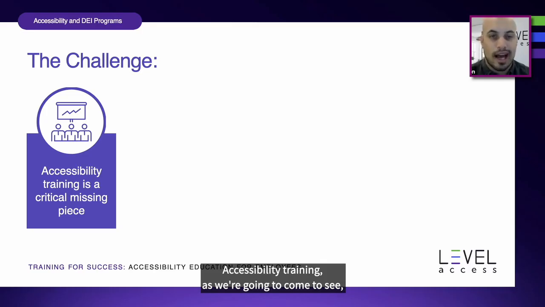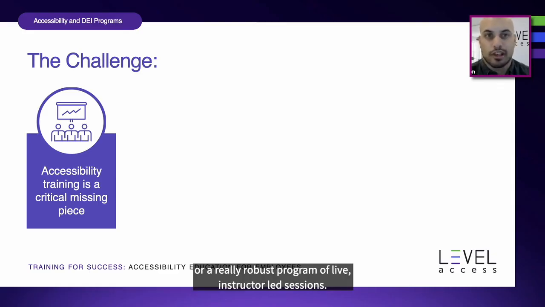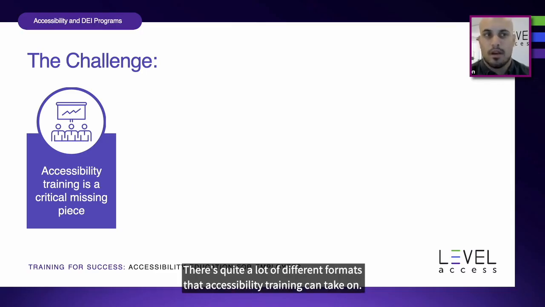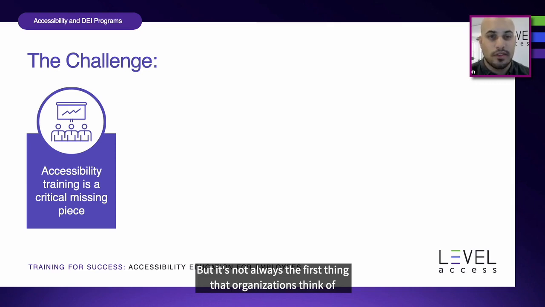Accessibility training, as we're going to come to see, can involve a small amount of micro-learning or a really robust program of live instructor-led sessions. There's quite a lot of different formats that accessibility training can take on. But it's not always the first thing that organizations think of when it comes to accessibility.